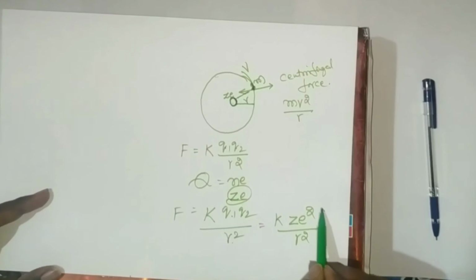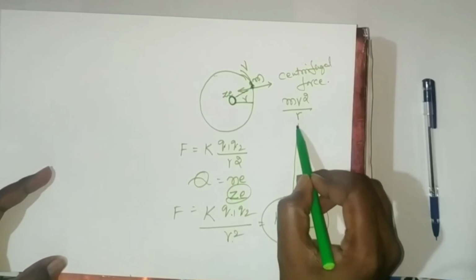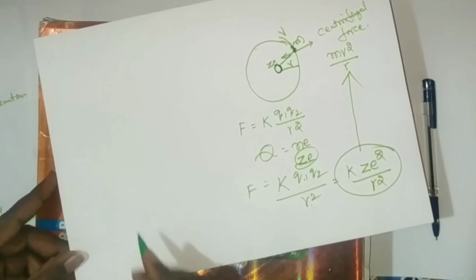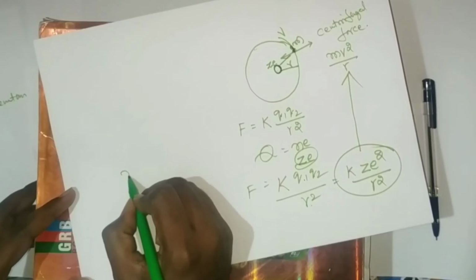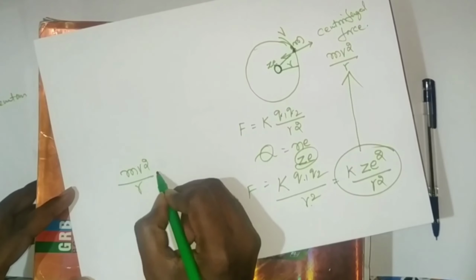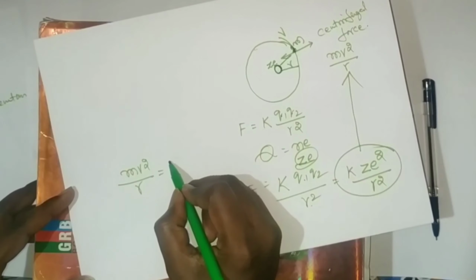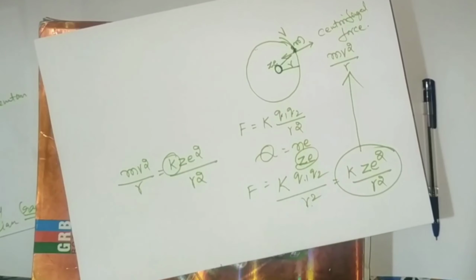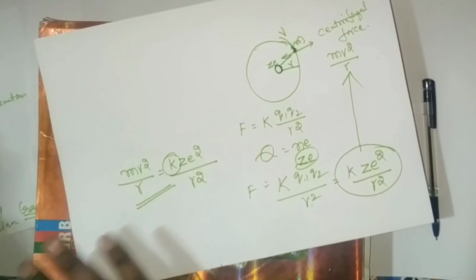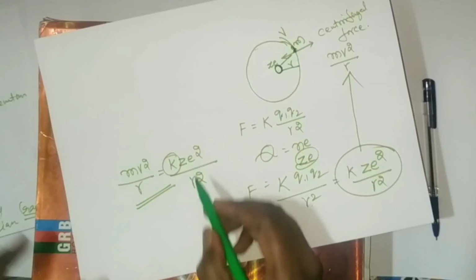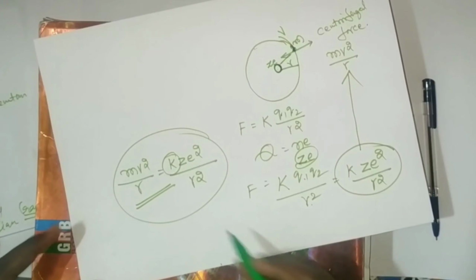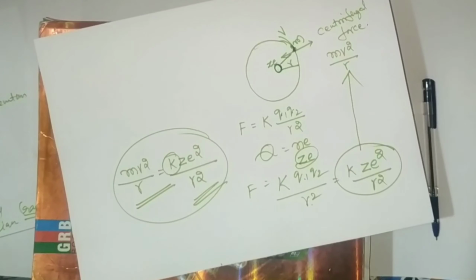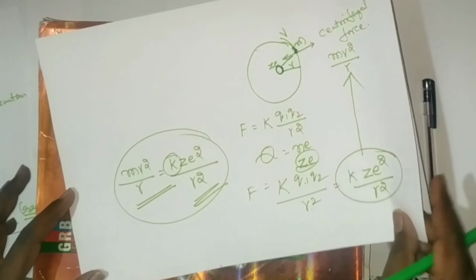So this centripetal force is equal to centrifugal force. So we can write like this, mv square upon r is equal to k ZE square upon r square. In this place k we can write 1 by 4 pi epsilon naught also. So now from these two things, angular momentum of an electron and this equation, we can derive the radius of Bohr orbit. So how can we derive?